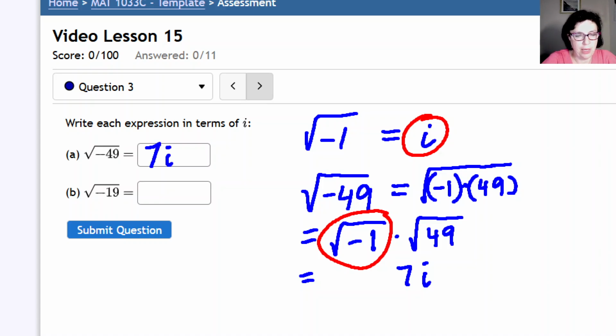Now, what happens in this other one? It's the same thing, except the square root of 49 we were able to simplify as 7, but with 19, there is no way to do that. So basically, you get rid of the negative, you turn it into i, and then you leave the number under the root, because there's no way to simplify it. Just make sure that the i is outside of the root, it's not inside the root, and that's it.